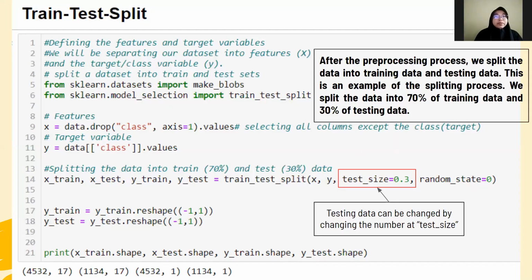Okay, after the pre-processing process, we will split the data into training data and testing data. And this is an example of the splitting process. We split the data into 70% training data and 30% testing data. And the testing data size can be changed by changing the number at test size.